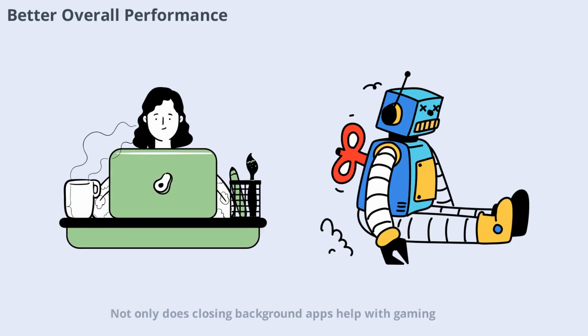Not only does closing background apps help with gaming, but it also makes your whole computer run better. Programs open faster, files load more quickly, and you'll notice less waiting overall. This is especially helpful if your computer isn't very powerful. Freeing up resources by closing apps is a simple way to get the most out of your PC.